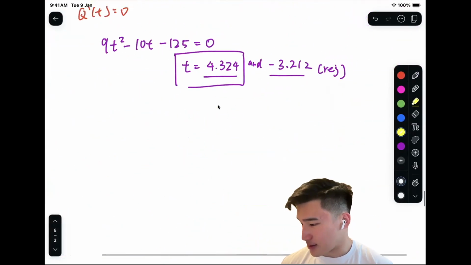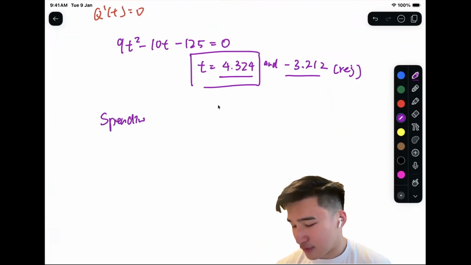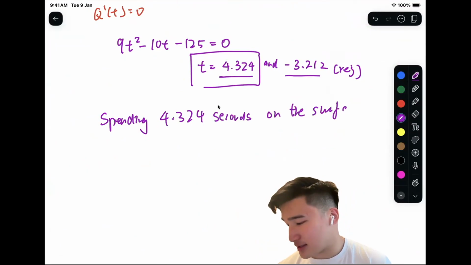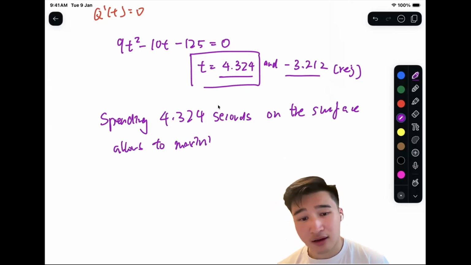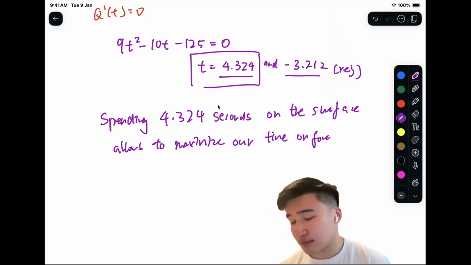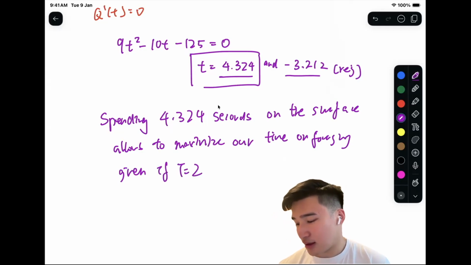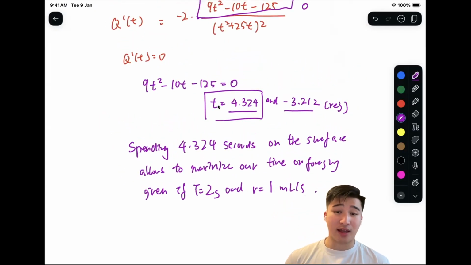So again, going back here, spending 4.324 seconds on the surface allows us to maximize our time on foraging, given that T equals 2 and R equals 1 milliliter per second here. So this is the answer.